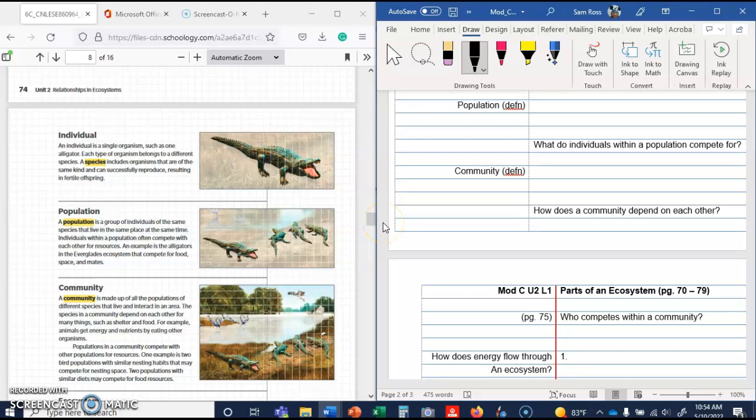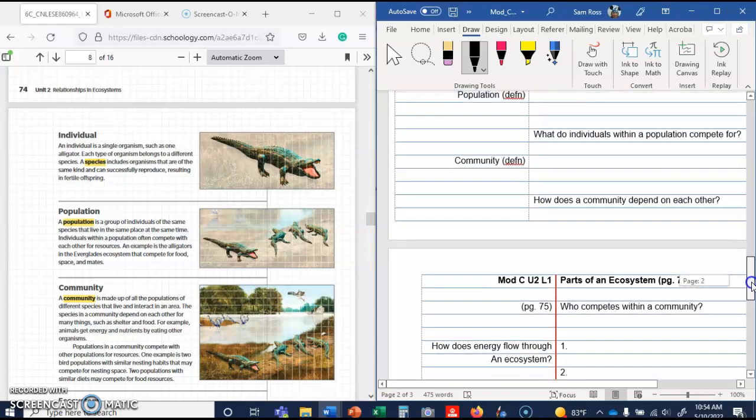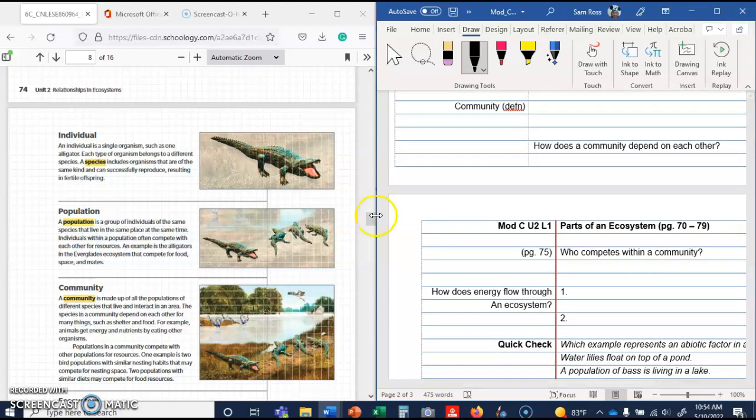Okay, and then I have a question. What do individuals within a population compete for? The next sentence says individuals within a population often compete with each other for resources, and it gives an example. So we did that, and now we're down to community.